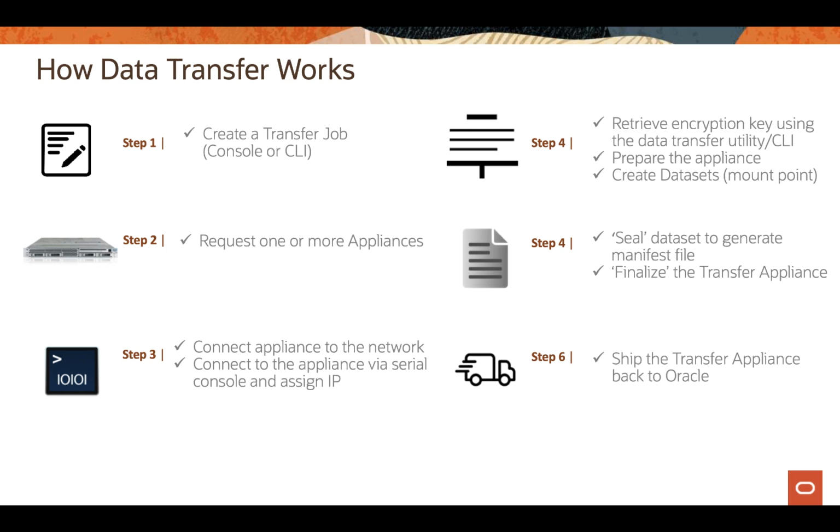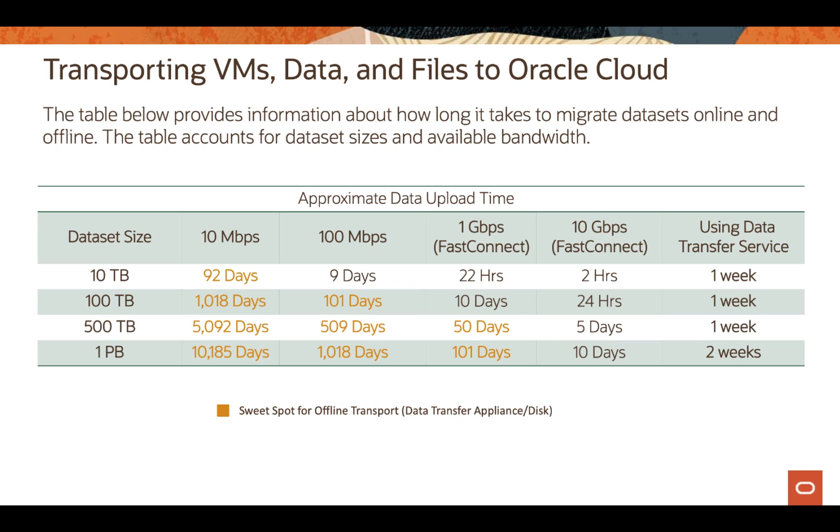Then you're going to use one of the utilities, the data transfer utility or the command line interface, to prepare the appliance, to create the encryption, right, and the data sets. Once you've copied everything there, you're going to seal the data set using the manifest file that will be generated through the data transfer utility or the OCI CLI. And then you're going to finalize the transfer, which is going to ship that data transfer appliance back to Oracle or send the data transfer disk to Oracle. And then we're going to copy that data to the object storage. So those are the 6 steps at a high level, okay?